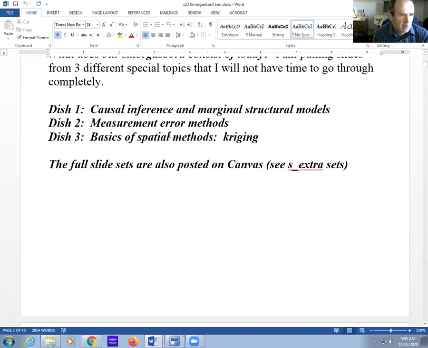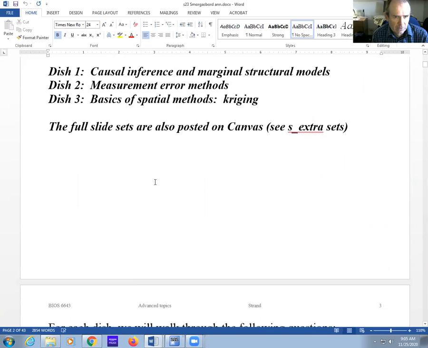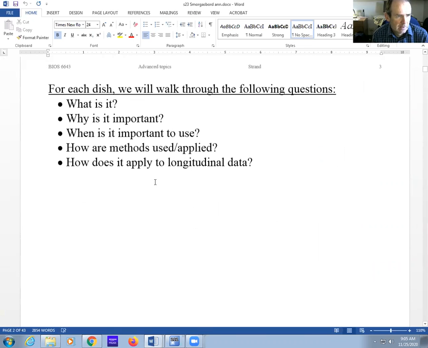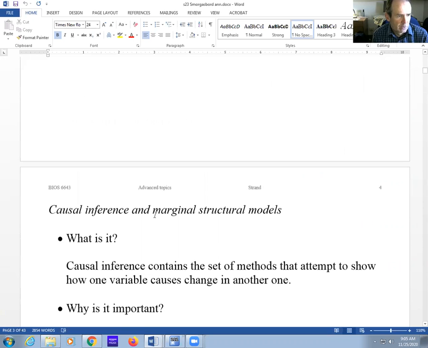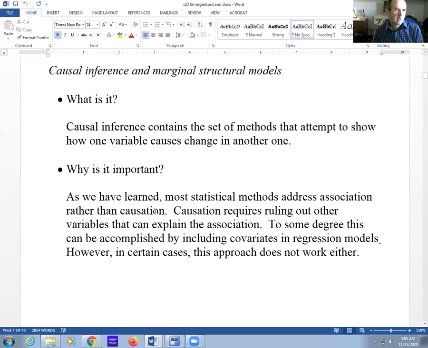So we did the spatial methods. That was dish 3 actually, and today we're going to do the other two. There's less slides on these. And we're just going to answer some basic questions for each one of these. So we'll talk about causal inference and marginal structural models.